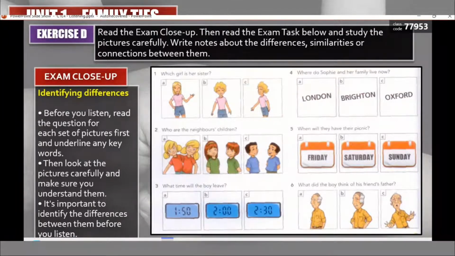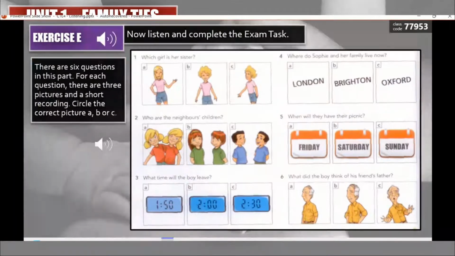Now, you refer to the question in the exam task. There are 6 questions. Listening, Unit 1, page 10E. There are 6 questions in this part. For each question, there are 3 pictures and a short recording. Circle the correct picture, A, B, or C.